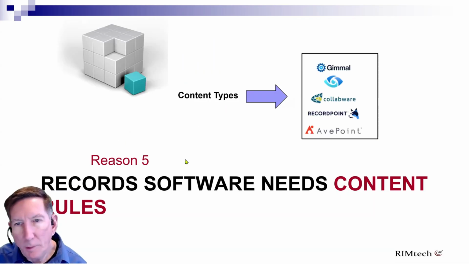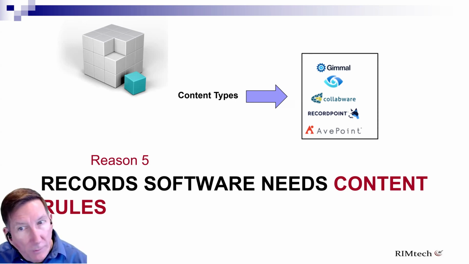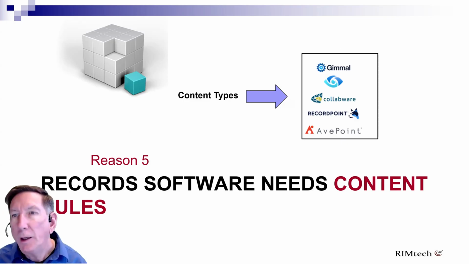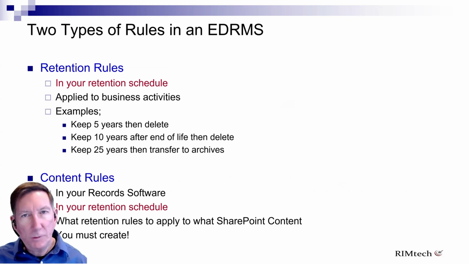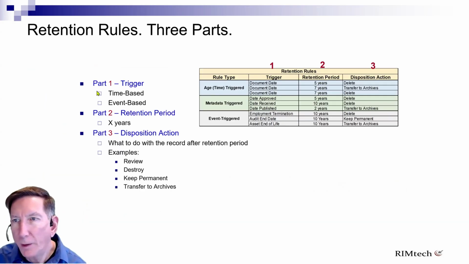Now, reason number 5 is that the record software, again, all 5, same thing, they need content rules. You must know what content rules are because, as I said, there are two species of rules, retention rules and content rules. So let's cover both of them. A retention rule has 3 parts: a trigger, a retention period, and a disposition action, okay?